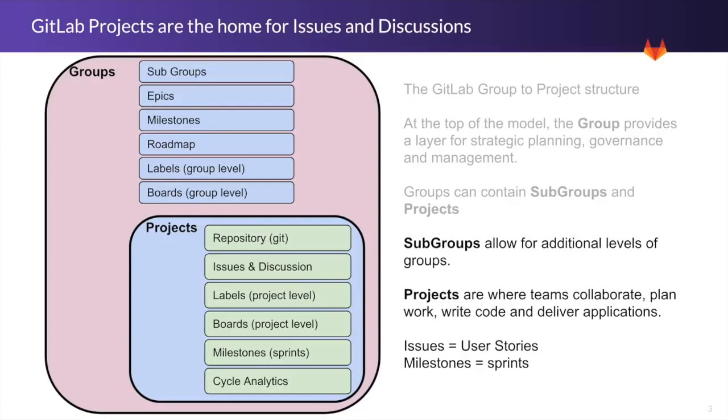Labels are also built into that project, so you can have specific labels for that project where maybe that team is using a specific naming convention for those labels. And they can build out their own boards as well, create milestones, which maybe associate that with a sprint or doing Scrum, or just a release, a start and an end date. And then as well, you have cycle analytics that can give you insight on that project.